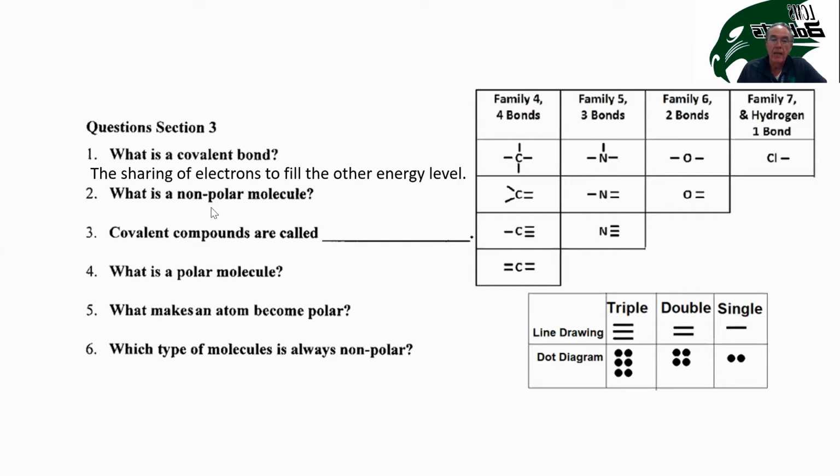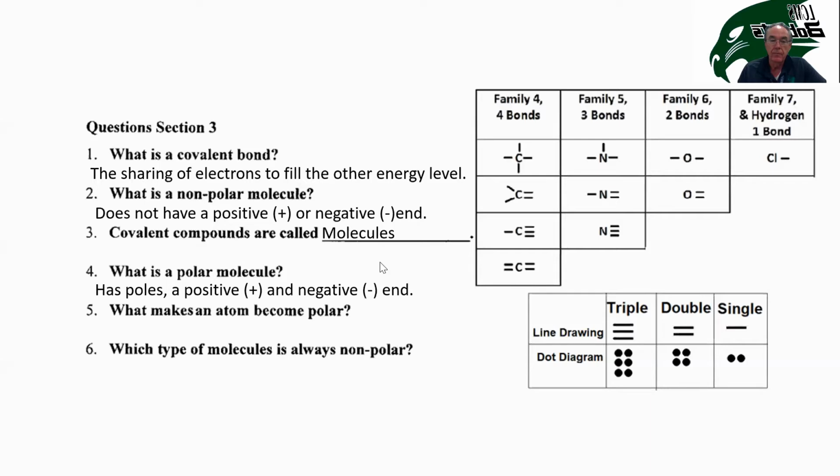Nonpolar molecules are exactly what their name says. They do not have poles. They do not have a positive or negative end. Covalent compounds are called molecules. Okay. What is a polar molecule? It has poles. That means it has a positive end and a negative end.